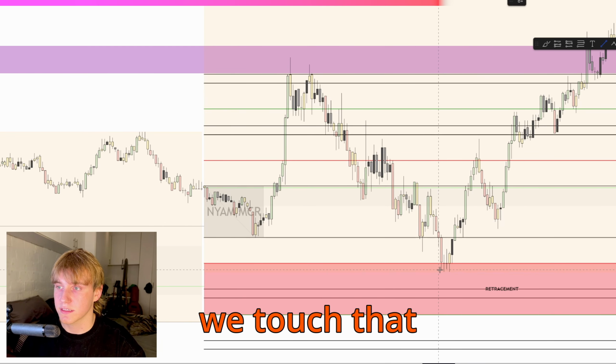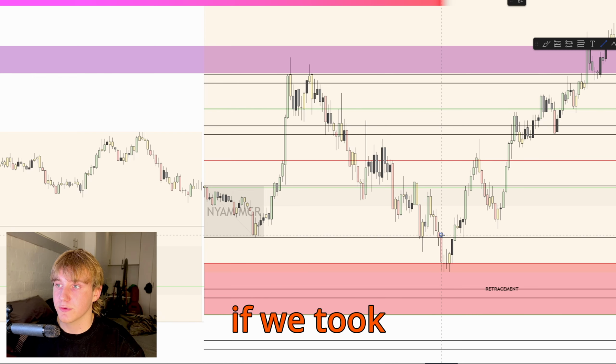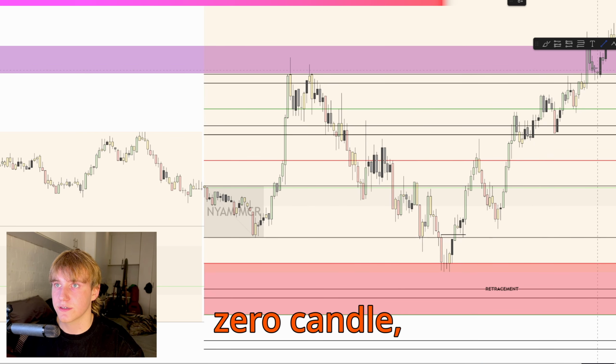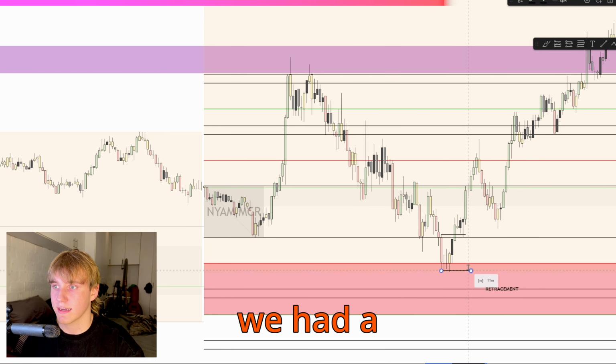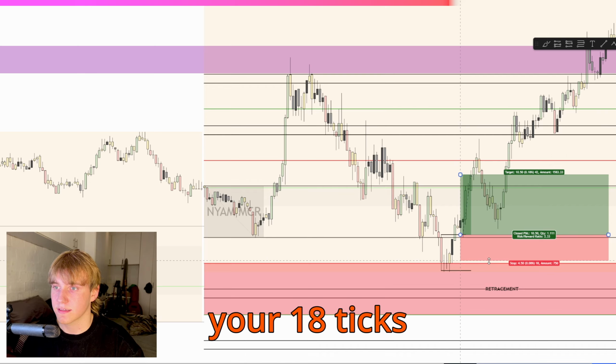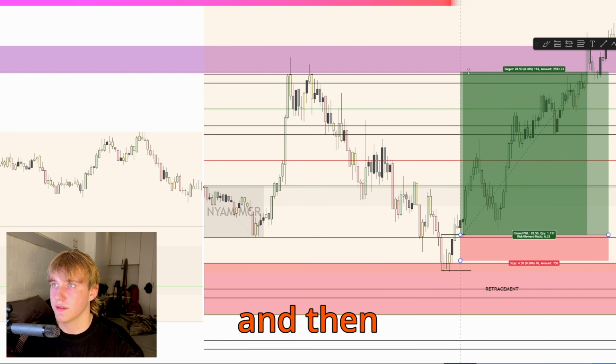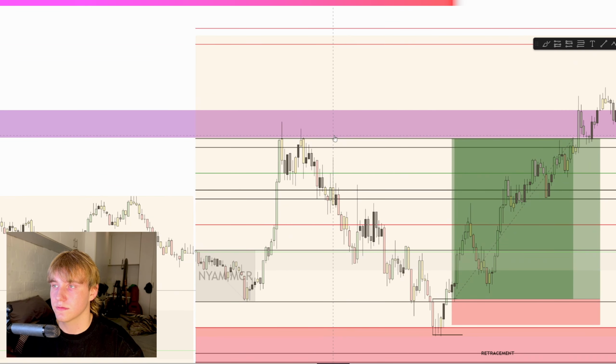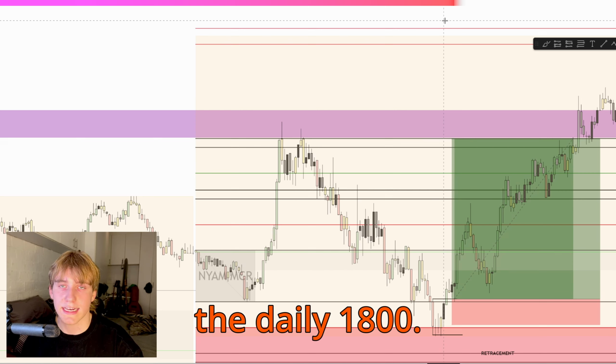And we can see once we touch that standard deviation, even if we took this candle itself as our 0 candle, we had a clean break above, retest of that original candle. You do your 18 ticks, and then you trade towards the weekly or the daily 1800.